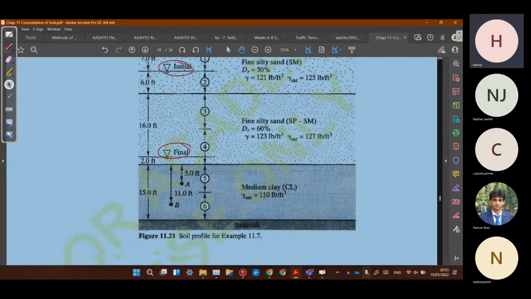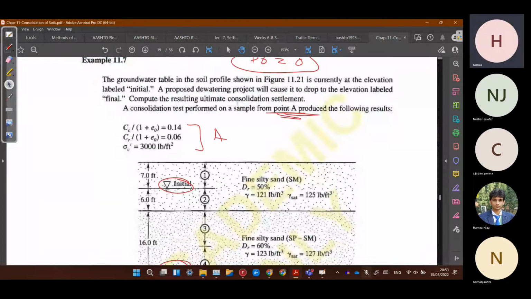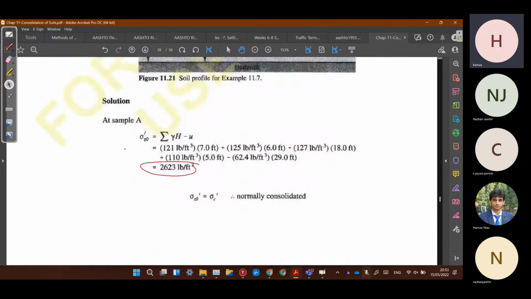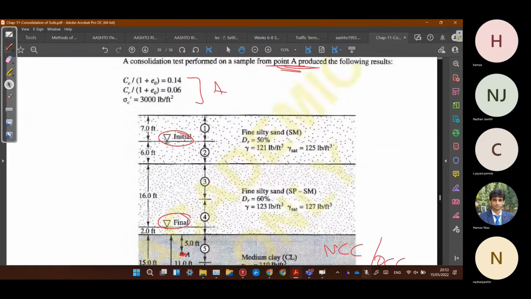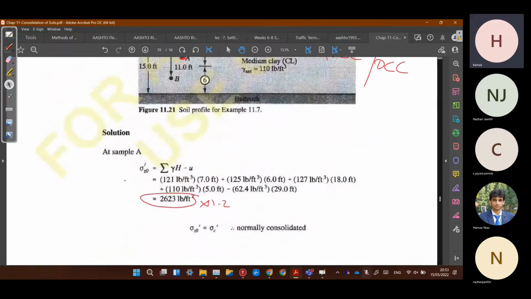Now we are given these values at point A. At point A, at this depth, first we have to check whether this layer is normally consolidated or over consolidated, the same thing again. If we calculate sigma z naught here, it is 2623, which is approximately equal to 3000. If we multiply it by 1.2, because we can take a 20% margin on both sides, it becomes approximately 3200. So this is approximately equal to sigma c, which was 3,000. So we can call this normally consolidated.